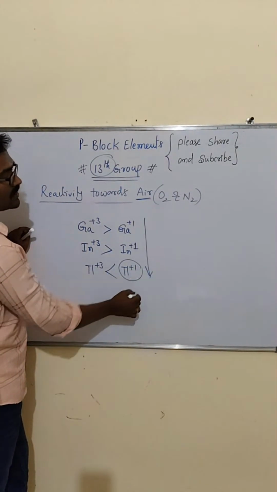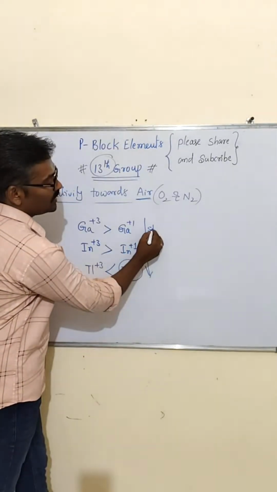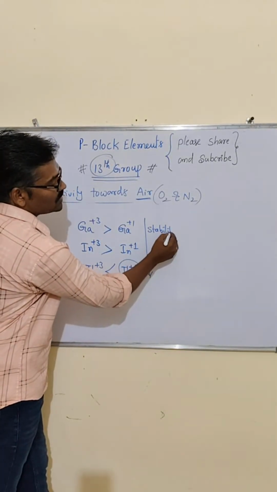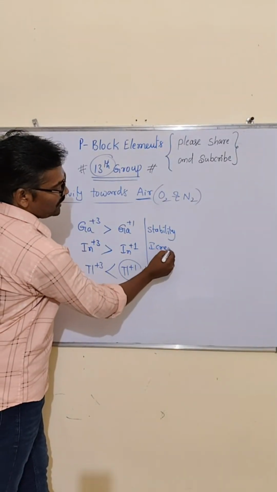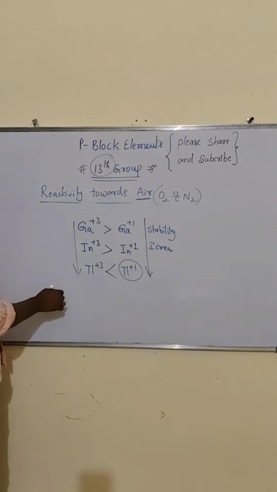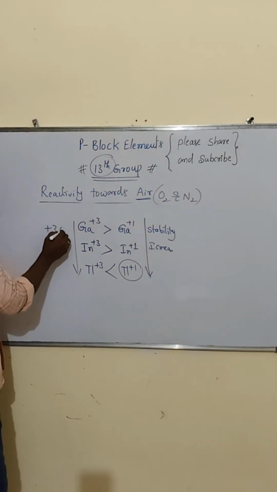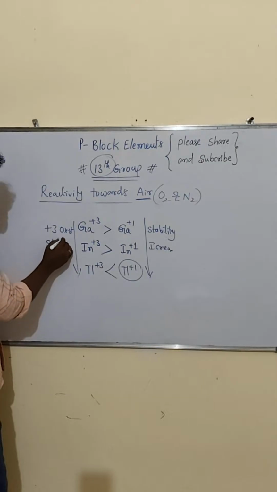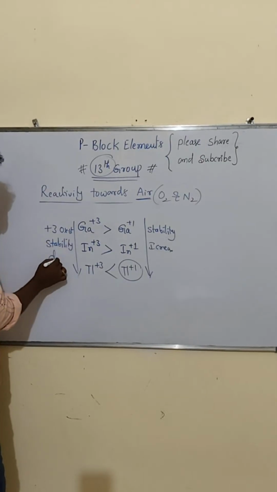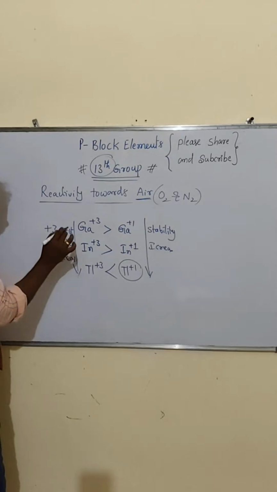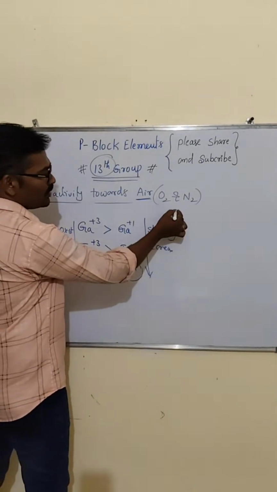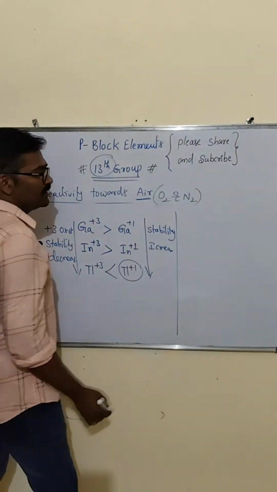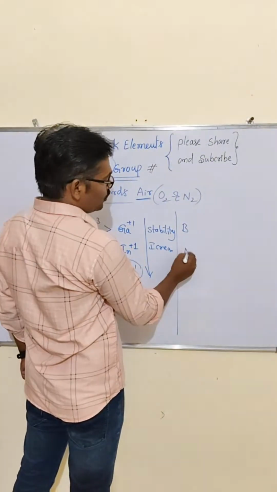The +1 oxidation state stability increases, as I told you. Then from here to there, the +3 oxidation state stability decreases. Clear, my dear students?